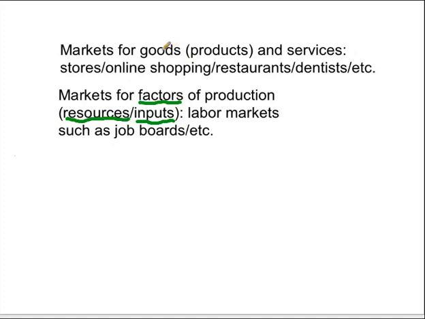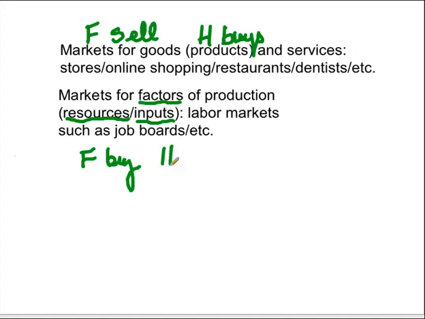So bought and sold the goods. And so who's going to sell the goods? It'll be the firms. So up here we'll just say the firms sell. And who buys? The households buy. In the market for factors of production, the firms buy and the households, because they own all the inputs, they sell or supply. Okay.